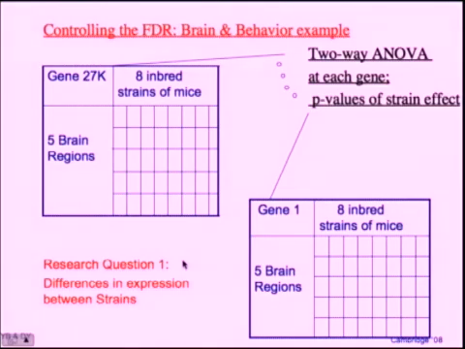For publication, less so. Okay, I think most of you are familiar and were presented yesterday with the linear step-up procedure that controls the false discovery rate. Let me just give a quick example. In the case of controlling the FDR in the brain and behavior example, two-way analysis, the research question is, is there a difference in expression level between brains? So I do an ANOVA and take the p-values of strain effects.